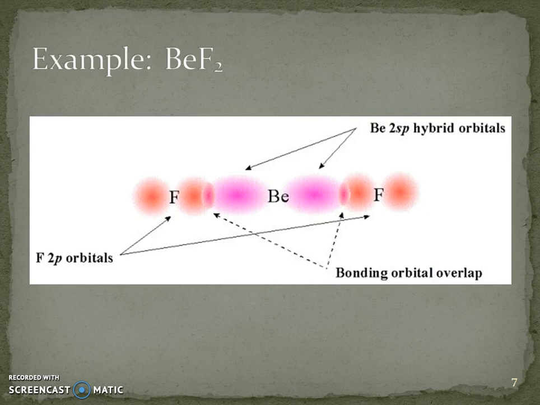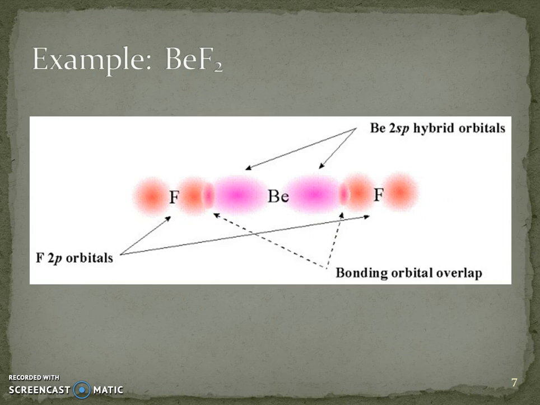Here we have beryllium with fluorine, so we have beryllium difluoride, or beryllium fluoride. It depends on the chemist. Some chemists believe that beryllium is named as a metal, and some name it more as a non-metal. Either way, we have beryllium here in the middle, and we have an overlap between the beryllium and the fluorine on the left, and an overlap between the beryllium and the fluorine on the right. So here we would have an sp hybridization or overlap of these orbitals.